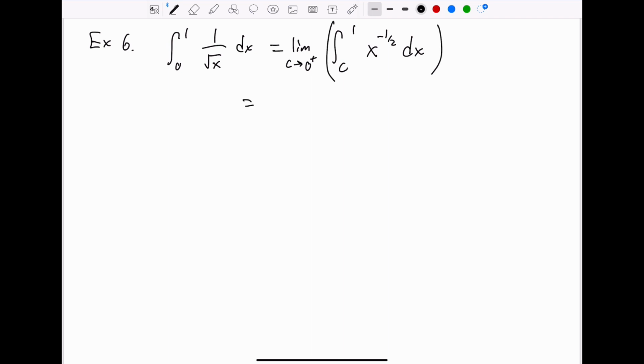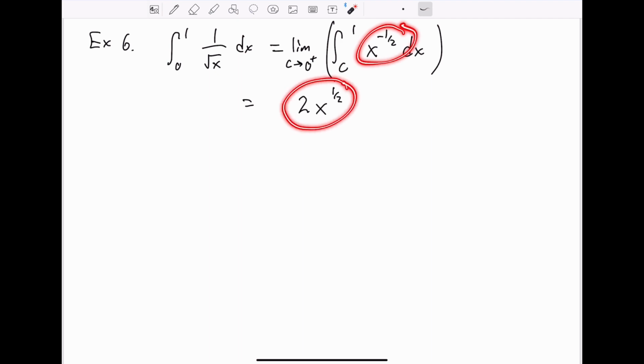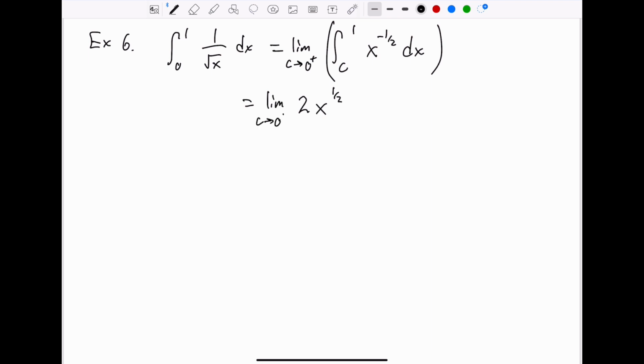Okay, take antiderivatives. We add 1 to the power. So negative 1/2 plus 1, we have x to the positive 1/2, divided by 1/2, which is the same as multiplied by 2. So the antiderivative of x to the negative 1/2 is 2x to the 1/2. We have the limit as c approaches 0 from the right, and we're integrating from c to 1.